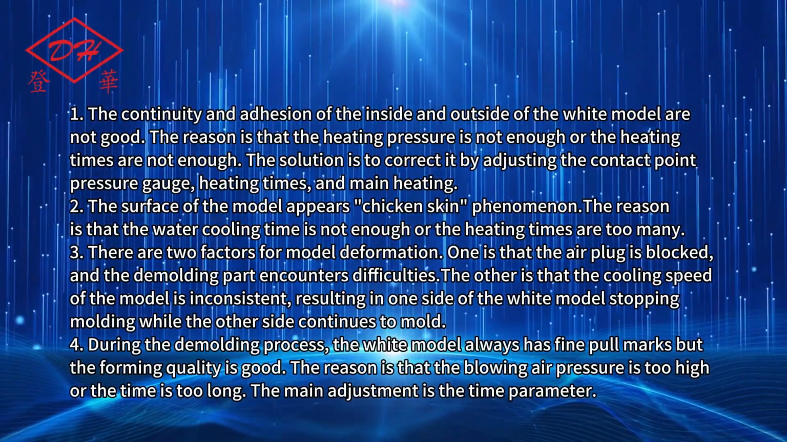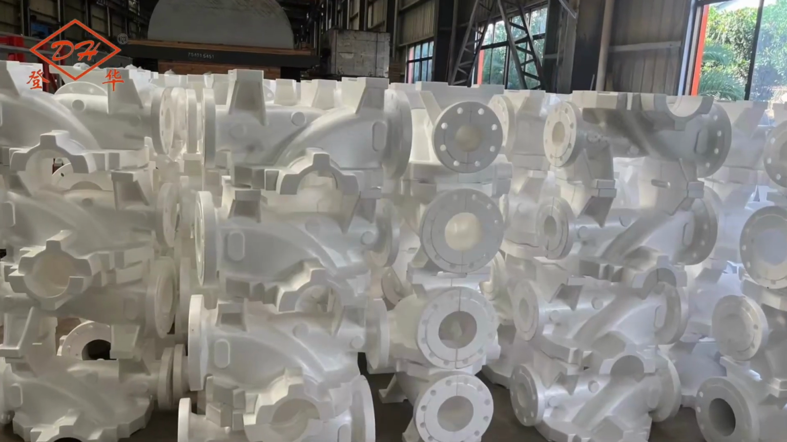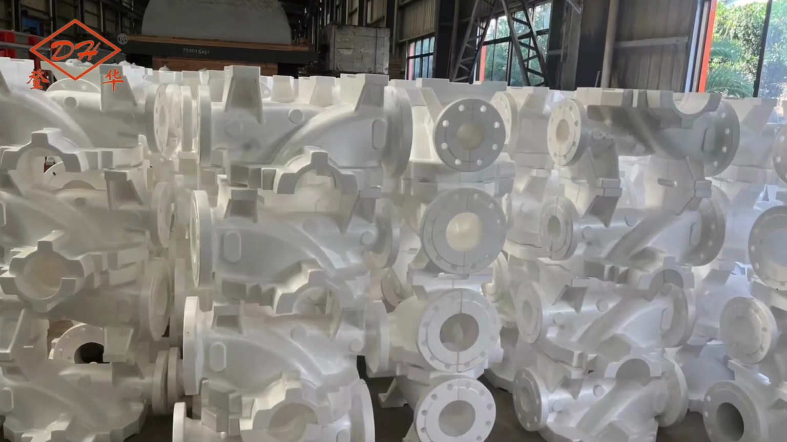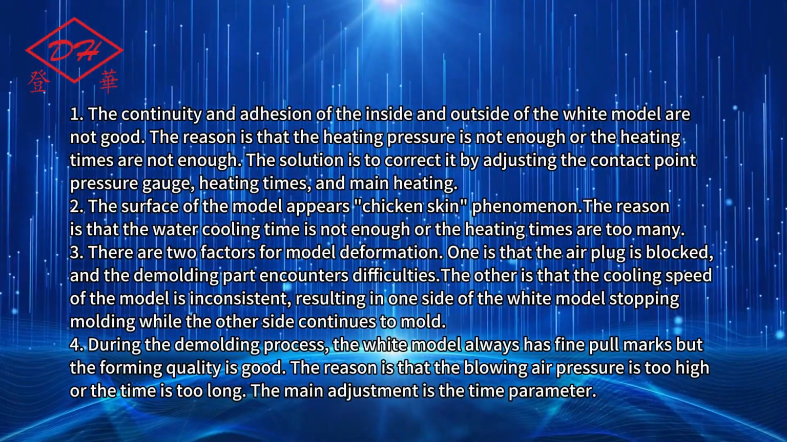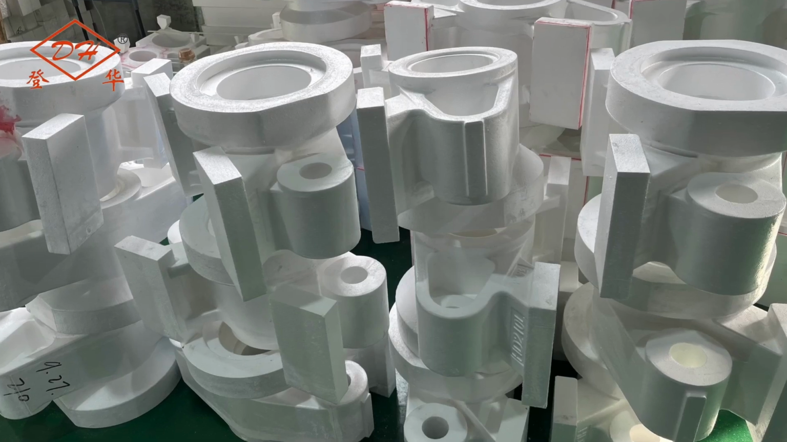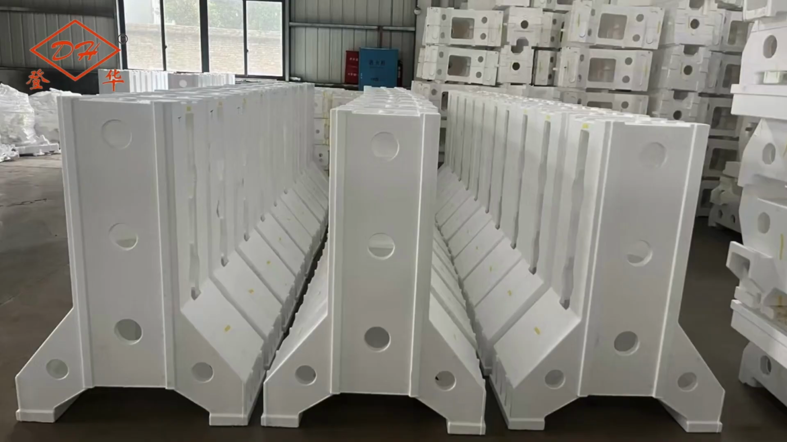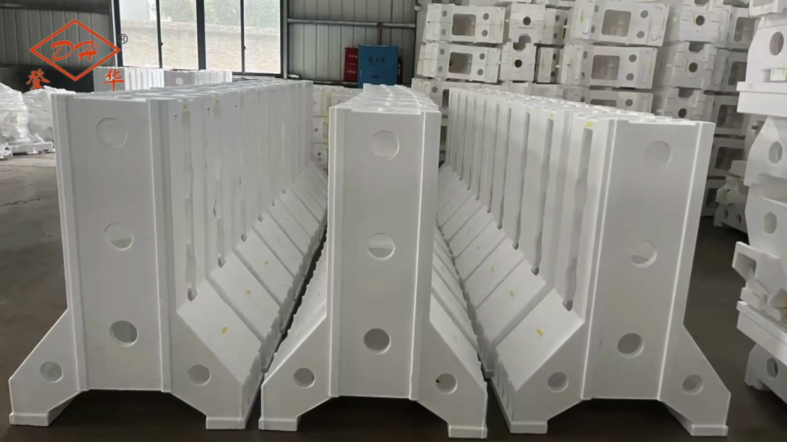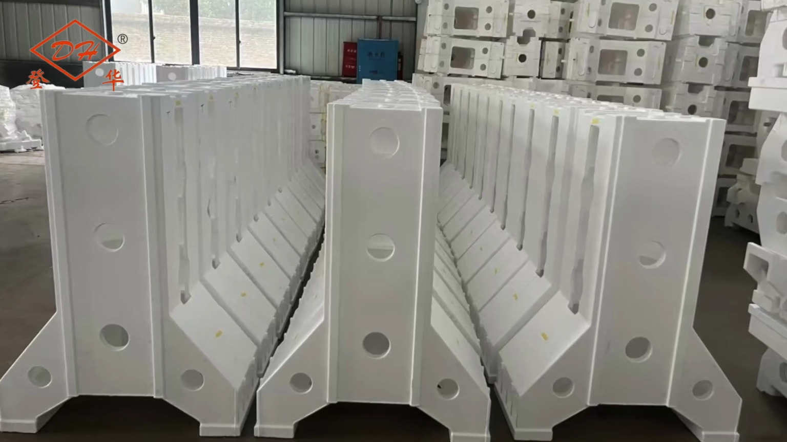Second, the surface of the model appears chicken skin phenomenon. The reason is that the water cooling time is not enough, or the heating times are too many. Third, there are two factors for model deformation. One is that the air plug is blocked, and the demolding part encounters difficulties. The other is that the cooling speed of the model is inconsistent, resulting in one side of the white model stopping molding, while the other side continues to mold.